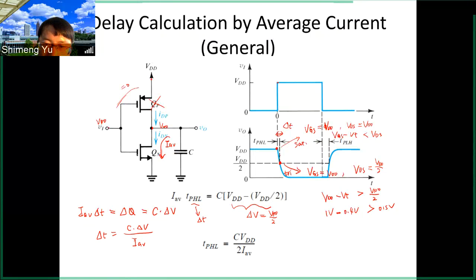So then we know those 2 operation regions, and then we can get the current. For the initial point, we plug in the saturation current, and for the final point, we plug in the triode current equation. And then the average of those 2 currents will give you this I average. Any questions here?